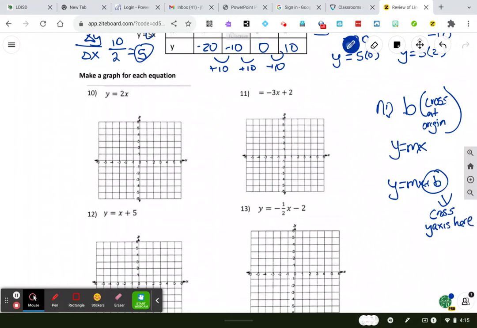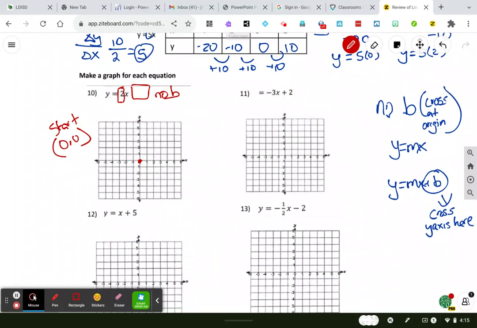We're going to look at the first question. The first question says y equals 2x. There is no b. So that means that we are going to start at 0, 0, because there's no b. And the slope is positive 2.